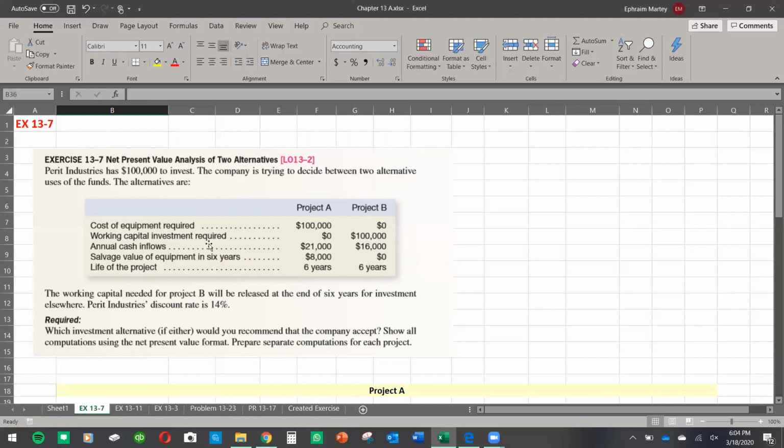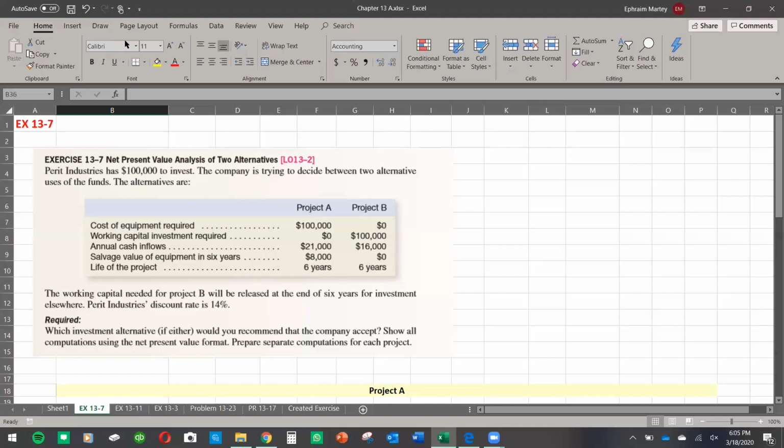So let's move on to the problem we have here. So the company has project A and project B. Those are the two options that the company has to invest in. Now, pay attention: in project A, the only option is to buy equipment. In project B, the company is putting money into working capital. They are not buying any equipment.